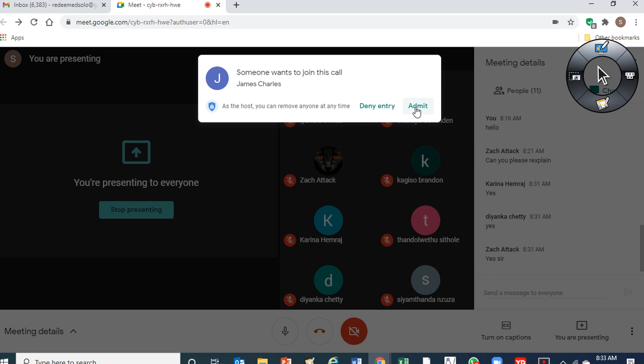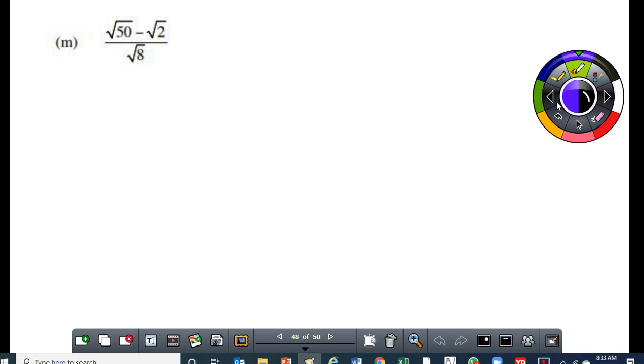Okay, let me move on to the next one. Now, this one here is a little bit more complex. I want you to pay attention carefully to how you do a question like this one. We need to do what is called rationalization, whereby we make the denominator an integer. For us to be able to do that, we have to multiply both the numerator and the denominator by the denominator. You can only understand it better if I write it down.